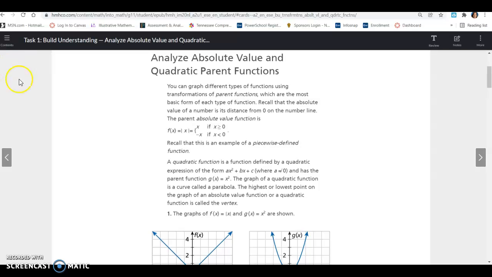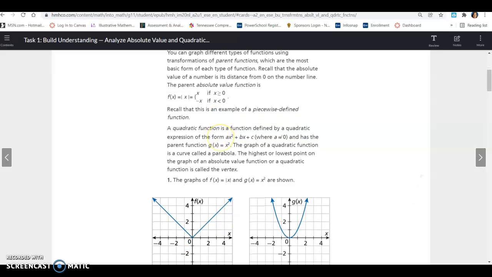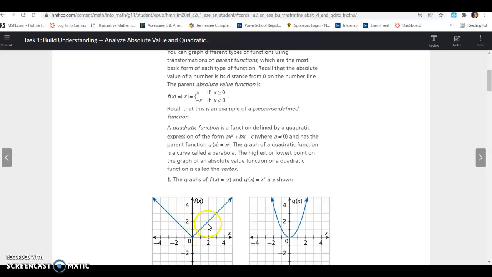All right, this can be written as a piecewise function where f of x equals x if x is greater than or equal to 0, and f of x equals negative x if x is less than 0. And if you look at the graph, this is when x is greater than 0. You can see it's positive x, and you can see the slope is negative here. So it's negative x for all x less than 0. So together those two functions make up the absolute value function. Recall that this is an example of a piecewise function.